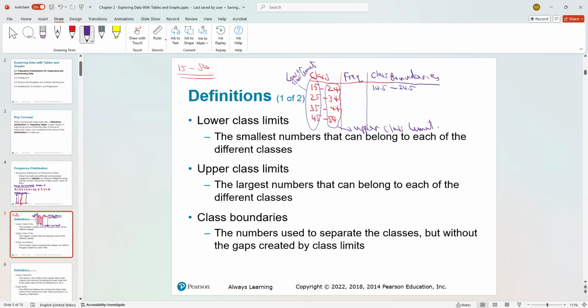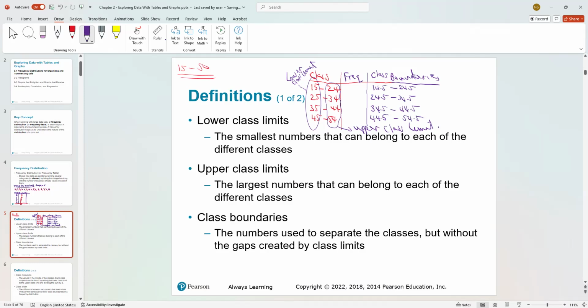You take off 0.5 from the lower class limit, you add it to the upper class limit. You do the same for each class. So we call this class boundaries.